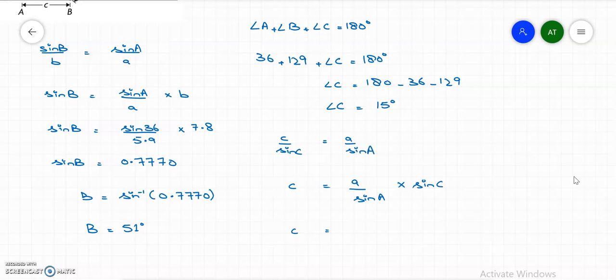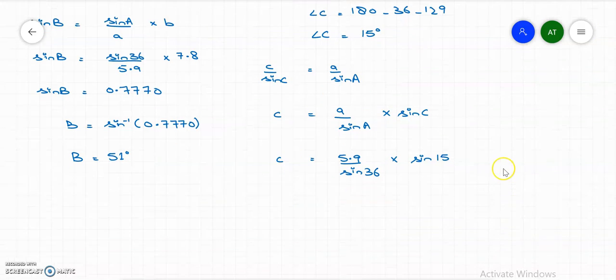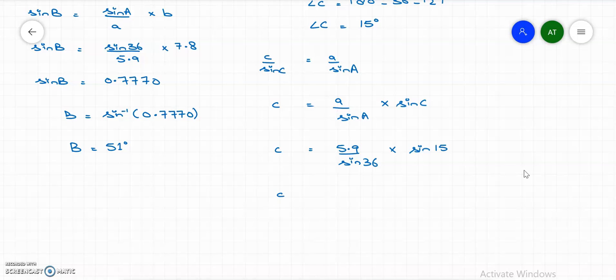So let me plug in all the values. So the side A is 5.9 over sine of angle A. So angle A is 36 degrees times sine of angle C, that is 15 degrees. Okay, let me simplify all the terms on the calculator, and the C I have got is 2.6 meters. So you can see we have got two answers. Either the difference between Albert and Bella is 10 meters or 2.6 meters. So this is the ambiguous case of the sine law, and when the angle is acute, we get two solutions, 10 meters or 2.6 meters.